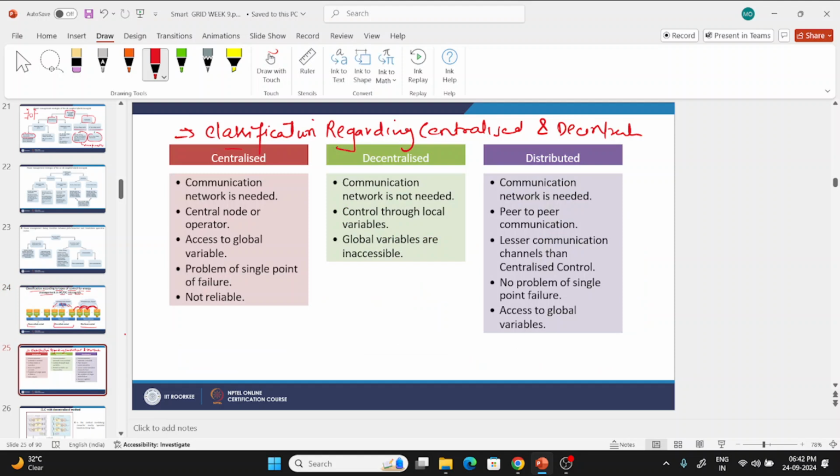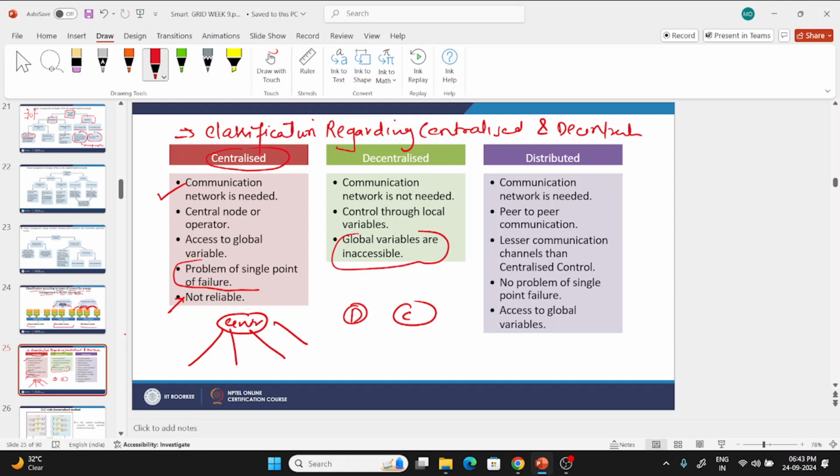So what happens in centralized is that a communication network is needed. There will be a central node, which is the operator, and it will have access to all the global variables, but there is the problem of a single point of failure, and the reliability is not very high. But in decentralized, the communication network is not needed, but the controls here will be through local variables, and global variables are inaccessible.